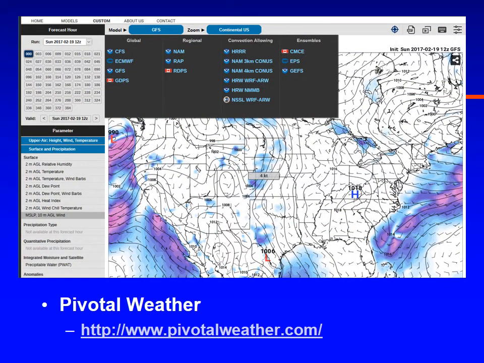Pivotal Weather is another great site for weather information. They plot several models out there, including the HRRR, the RAP, the GFS, as we talked about. But they also have Canadian models, and they also have European models. And they have different ways to display the information, to loop the information, and compare it to other models. Really good site.